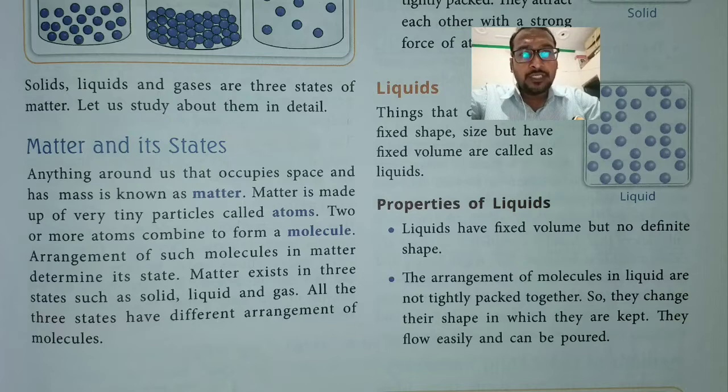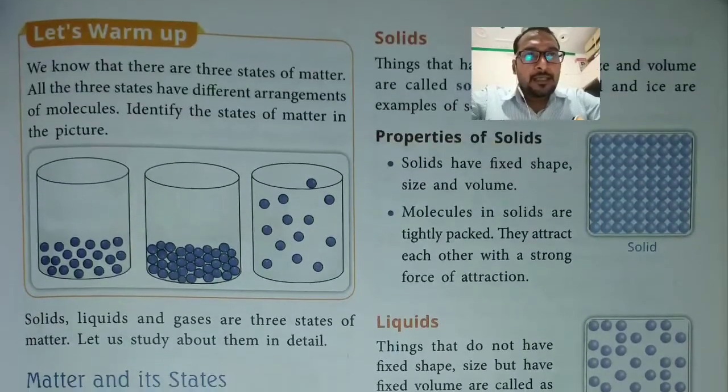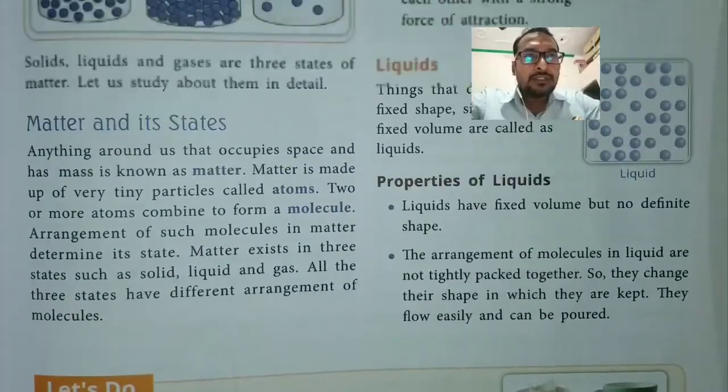Arrangement of such molecules in matter determines its states. Matter exists in 3 states such as solids, liquid and gas. All the 3 states have different arrangement of molecules. Okay, so this you have to study. Then we will study about solids.